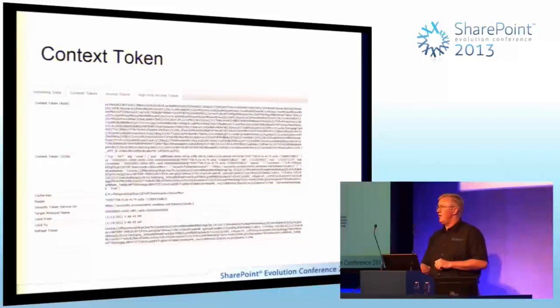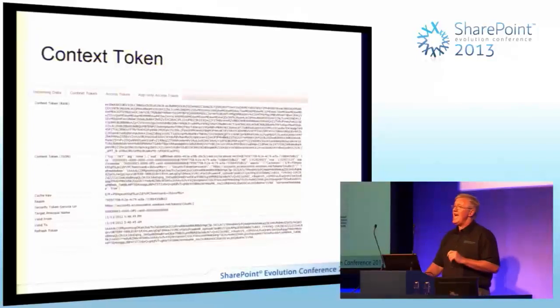Like what is the realm? What's the ID of the hosting tenancy? Who is the user? When is it valid from? And what you'll see is that context tokens are valid for 12 hours, but inside there is a refresh token that's valid for 6 months.